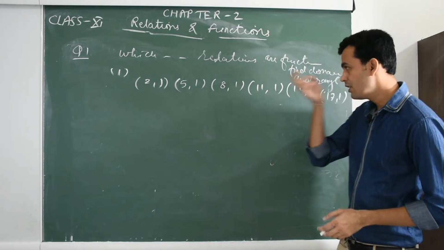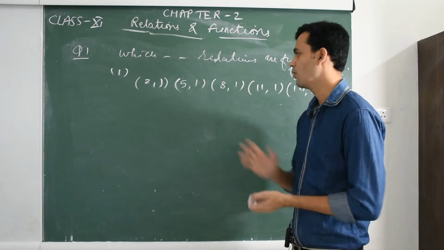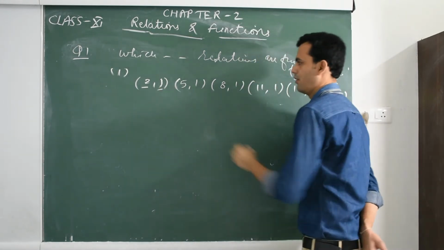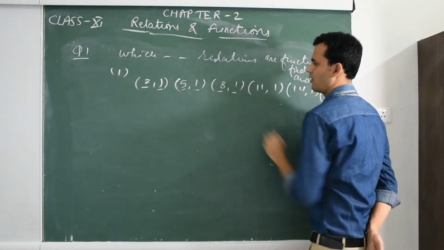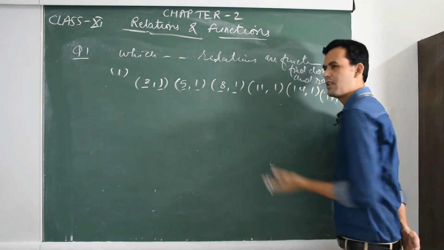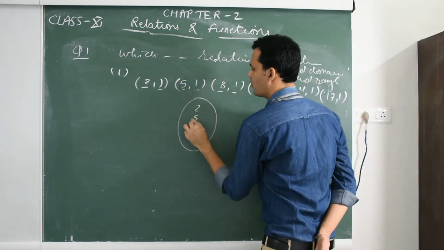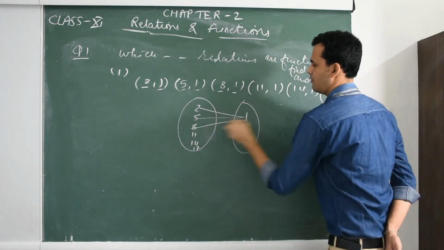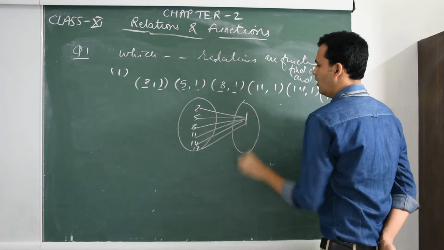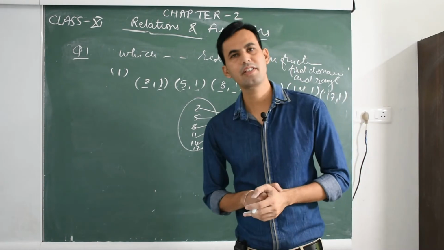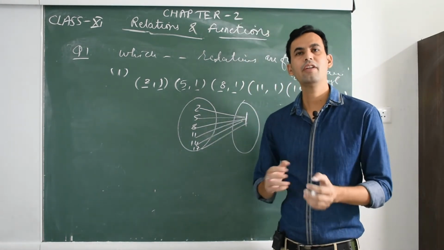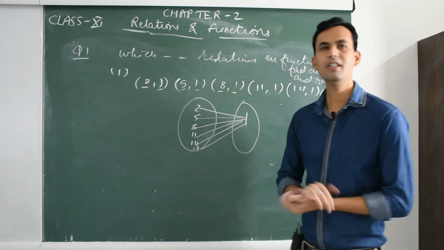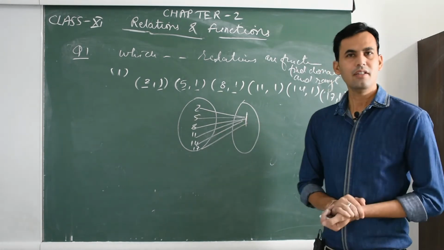or not. So, this first is a relation function. Why? Because this 2 has its image 1, 5 is also having image 1, 8 is also having image 1. So, image is same for all these terms 2, 5, 8, 11, 14, 17, all have same image. So, what is the definition of function? Function f is said to be a relation from A to B if every element of set A has one and only one image in B. So, only one image in B. So, this is a function.